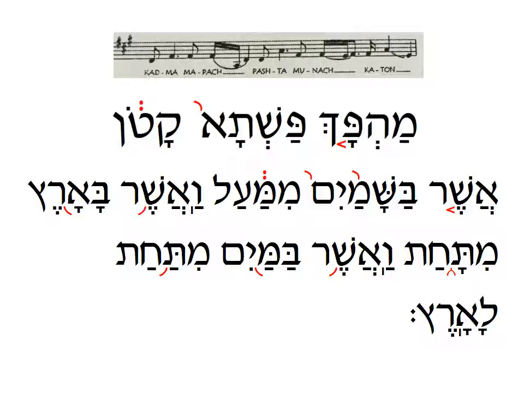We have the Katon family, Asher Bashamayim Mima'al. We have the Ednaktah family, Va Asher Ba'aretz Mitachat. And we have the Sof Pasuk family, Va Asher Bamayim Mitachat La'aretz. A full phrase of the Torah, 3 trope families we know.